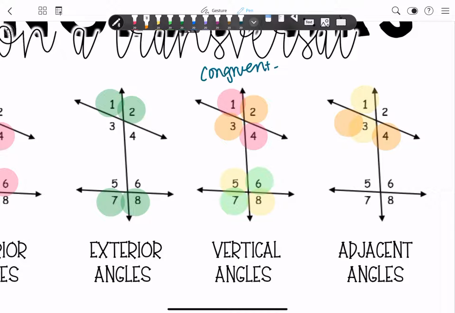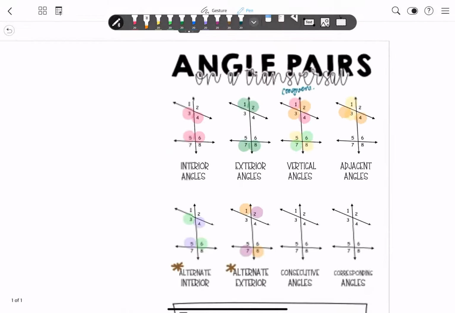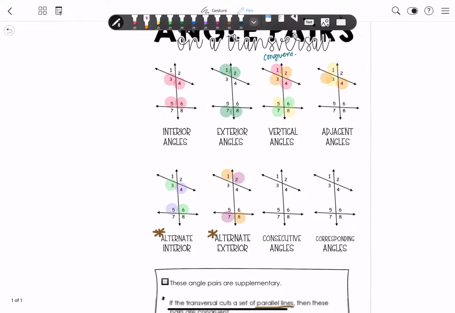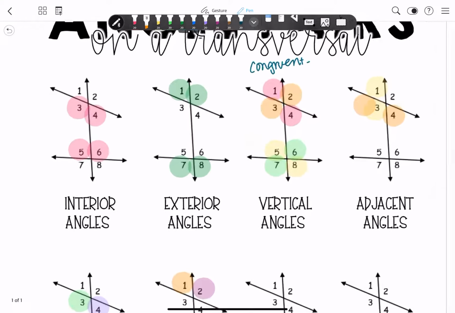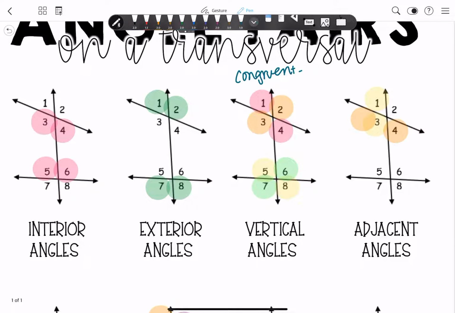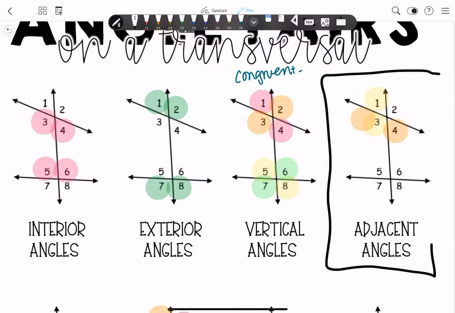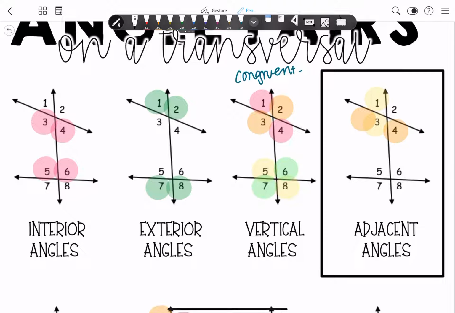All right, and these two, they're just going to be supplementary. And you'll notice that I said that these angle pairs are supplementary. We're going to draw a box around them. So I'm going to take this right here, and I'm going to go ahead and draw a box around this so I know that my adjacent angles are going to be supplementary in this case.